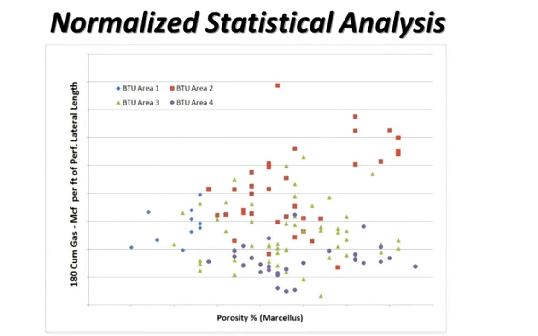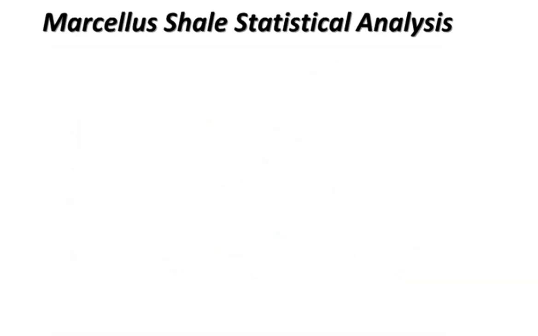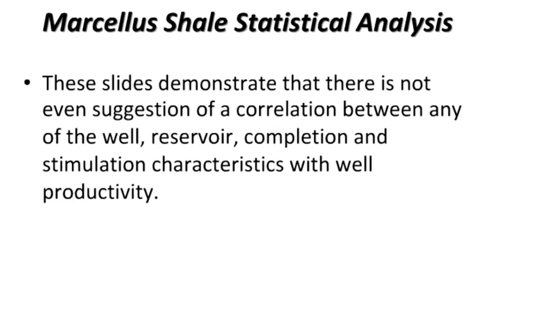Now it is 100 cume gas normalized per foot of lateral length versus porosity for the same BTU, different BTU areas, and total injected proppant. People always, you've heard, say the more proppant you inject, the better it gets, right? Well, it doesn't seem to show that from the actual data. So these slides demonstrate that there is not even suggestion of a correlation between any of the well reservoir, completion and stimulation characteristics with well productivity.